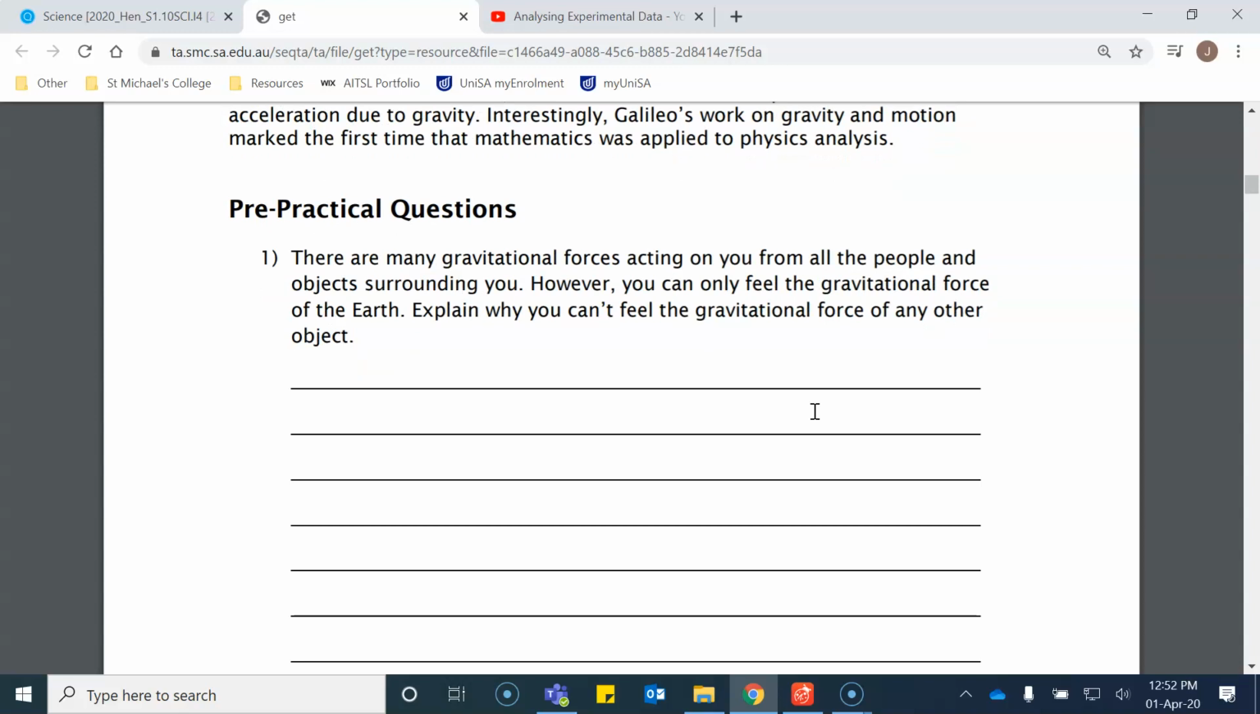So we will have a look at these questions. There are many gravitational forces acting on you from all the people and objects surrounding you. However, you can't feel the gravitational force of other objects. Explain why you can't feel the gravitational force of other objects. So I've already said this. Why doesn't that bin start flying towards me? Because the force between us is small.